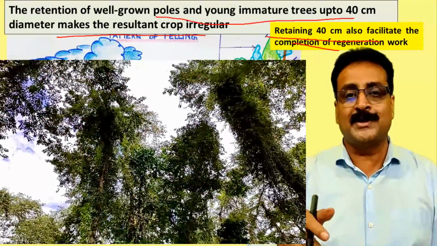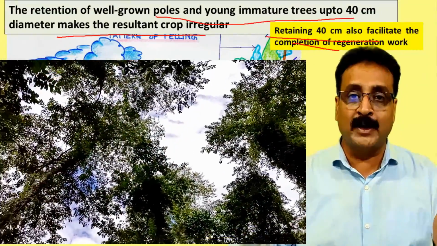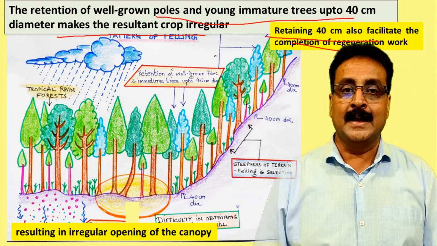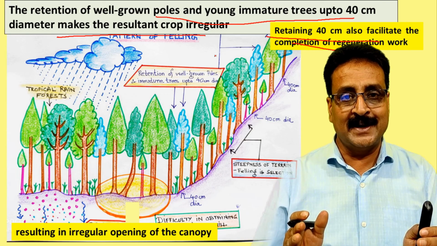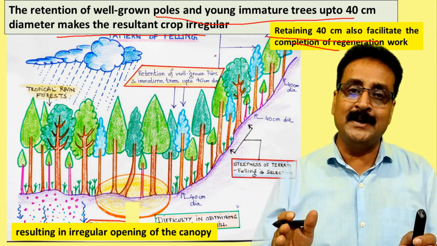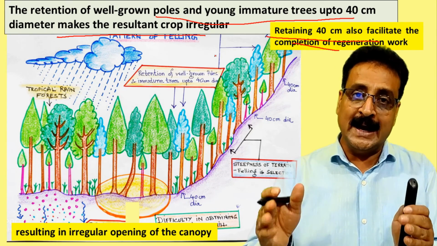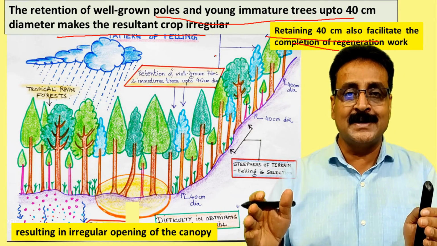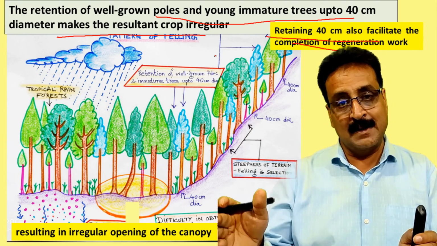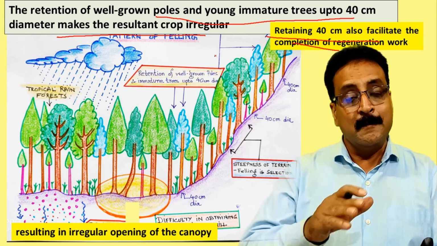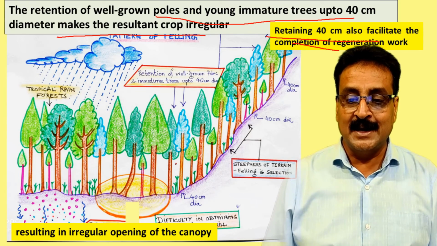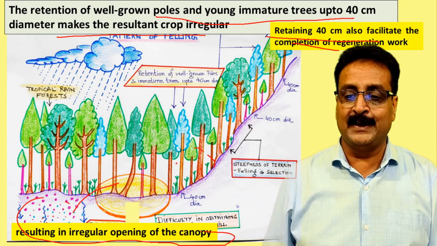So those immature trees and 40 centimeter dia trees will be growing in a very good way, with very good growth, so we can harvest them in the coming next cycle. So retaining this 40 centimeter dia and the poles will make the regeneration work complete. In coming time we can get these trees in a big size and big diameter, and then we can keep on felling, retaining this 40 centimeter diameter and other pole and immature crop. But by doing this, the entire forest becomes irregular. So that is what it results in, the irregular opening of the canopy.